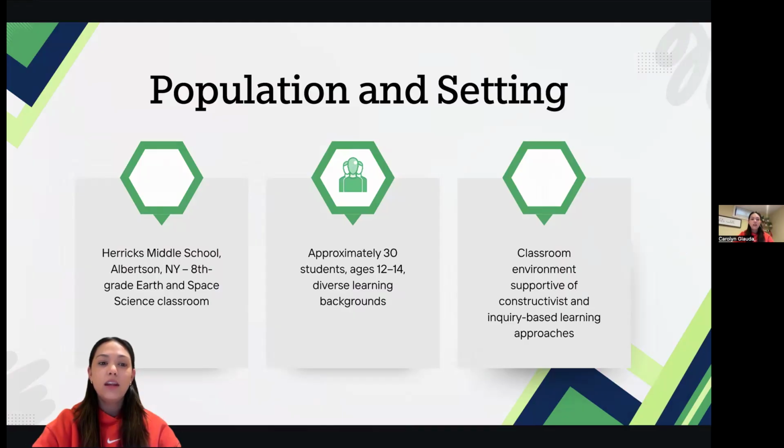The population and setting was at Herricks Middle School in Albertson, New York, in the 8th grade accelerated Earth science classroom. There were approximately 30 students between the ages of 12 and 14, and the classroom environment was supportive and constructive based on inquiry-based learning approaches set forth by the NYSSLS standards.